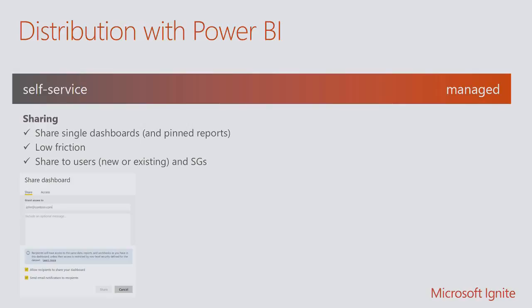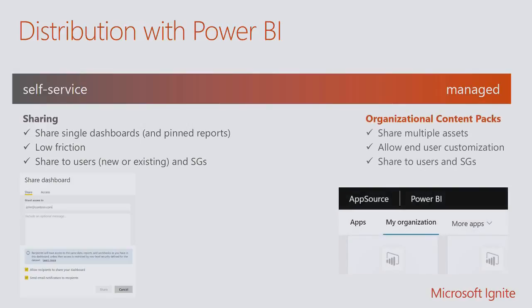If you want to go more managed, then on the other side of the spectrum, you have organizational content packs. With organizational content packs, you gain a number of really interesting, really cool features that are going to help you throughout your sharing lifecycle. The first thing you can do with content packs is share multiple assets. You can bundle 2 or 3 different dashboards, a bunch of reports, a bunch of data sets into a single unit and share that instead of individually sharing 2 or 3 different dashboards. Customers have found that very helpful when sharing these large pre-made solutions.